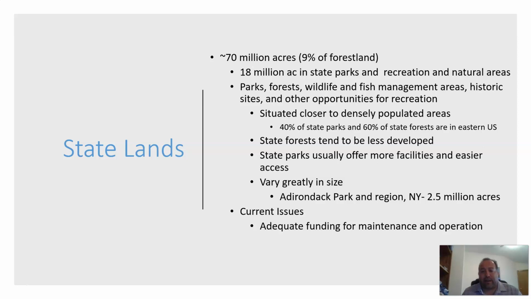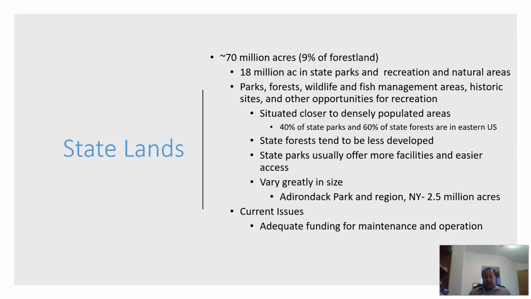They're usually situated closer to densely populated areas. 40% of the state parks and 60% of the state forests are in the eastern U.S., much closer and much more accessible to people. State forests tend to be less developed than federal forests, and the state parks usually offer more facilities and have easier access. State lands really vary greatly in size.